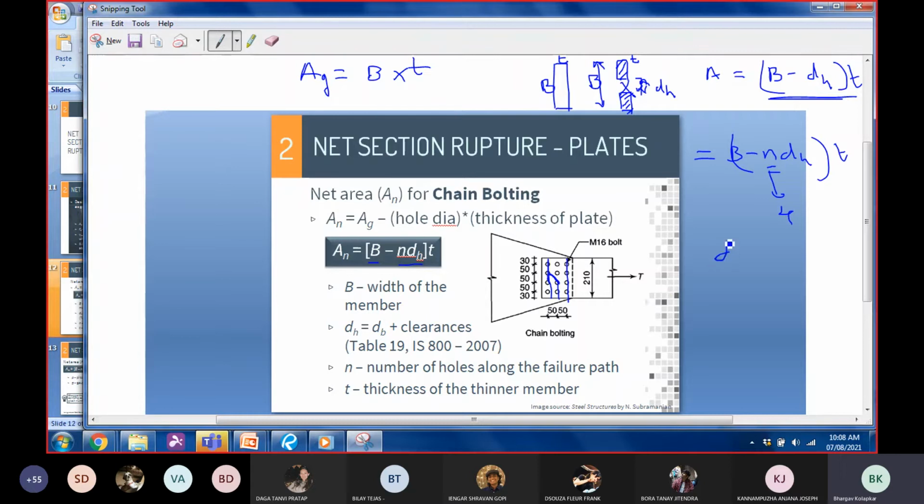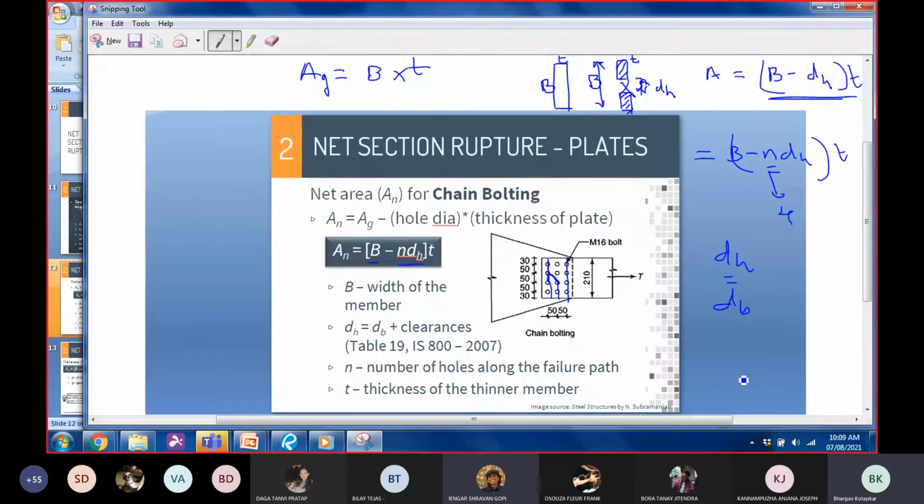Now the question is, what is dh? D stands for diameter, h stands for hole. So this is the diameter of the hole. Or let me put it this way, is the diameter of the hole the same as the diameter of the bolt? Do you understand the difference? You're talking about the diameter of the hole, and then we are going to have a certain diameter of the bolt. So will the diameter of the hole be equal to the diameter of the bolt?